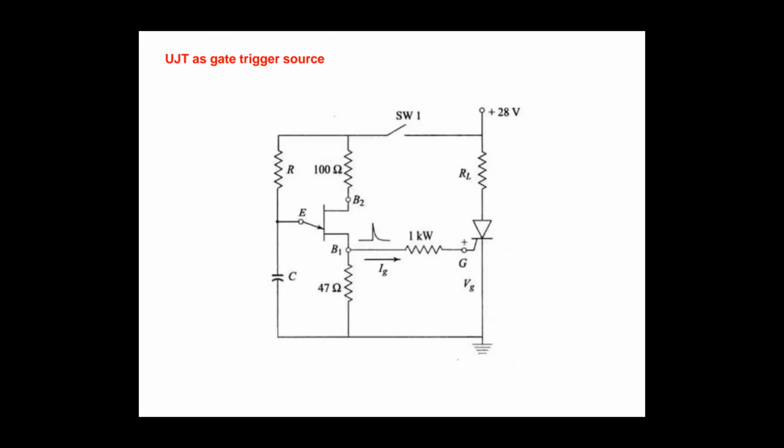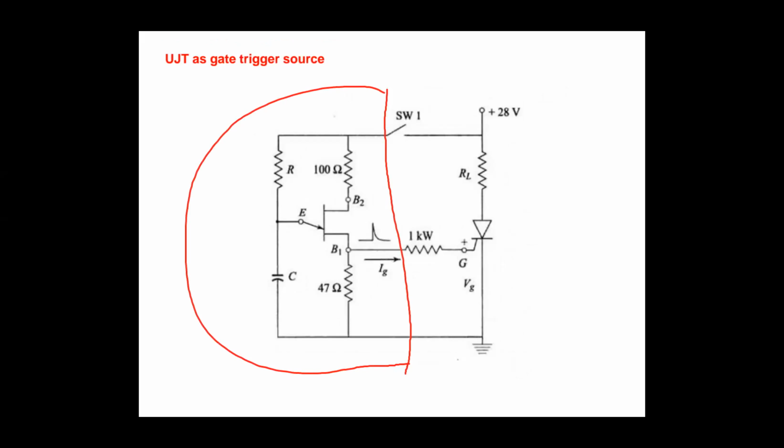You can just observe here. This portion of the circuit is where the UJT is going to work as an oscillator. So this oscillator we are going to call a relaxation oscillator. Here I am going to give VBB. So when VBB is given to the circuit, the capacitor will start charging.